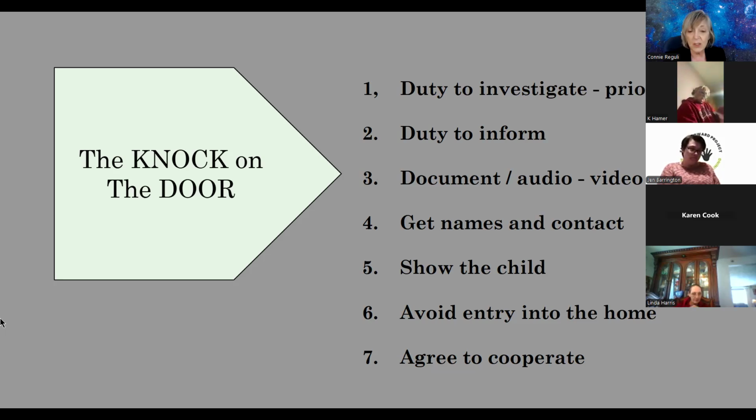So if they want to inspect the home, then we're going to arrange for that to happen. And then seventh is we want to agree to cooperate. We want to agree to cooperate. Now, we can set an appointment, we can set a time, we'll talk about ways to do that. But the knock on the door, handling it properly from the very beginning is very, very critical.